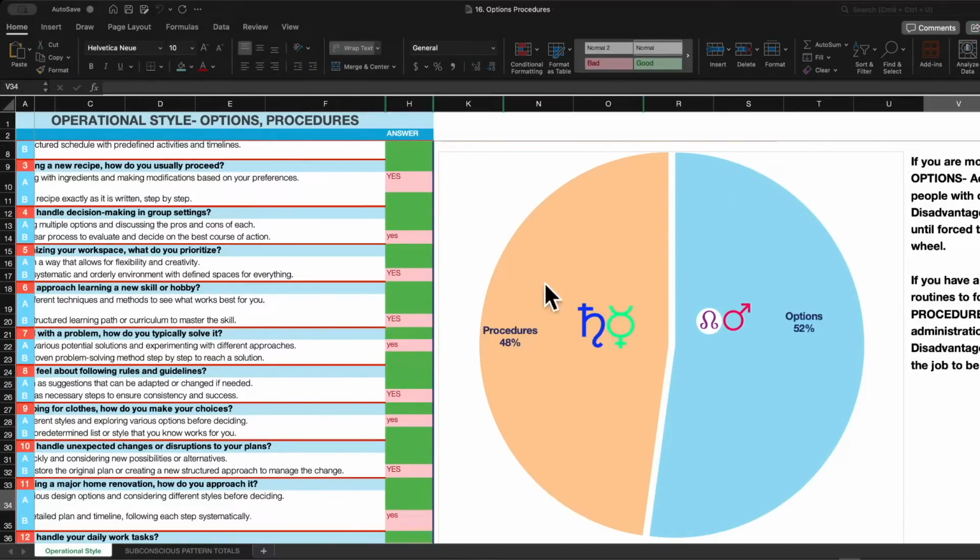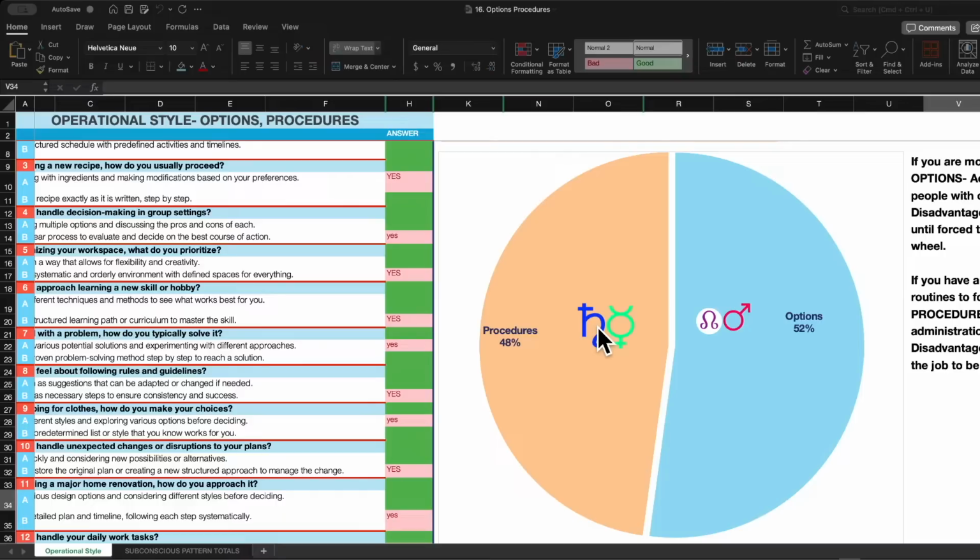So the procedures person will want the details of the procedure. How do you execute a task, or how do you operate? What's your beginning point? Essentially, operational style is about beginning points of starting a task, starting a project, starting a sort of goal-oriented process in everyday life. Yes? So there are two kinds basically, options and procedures.